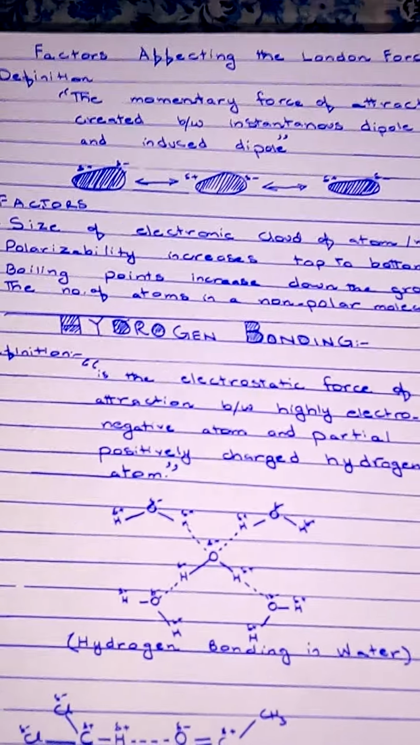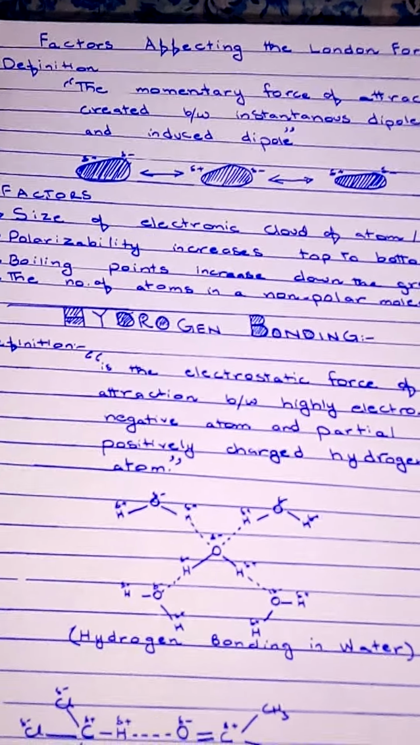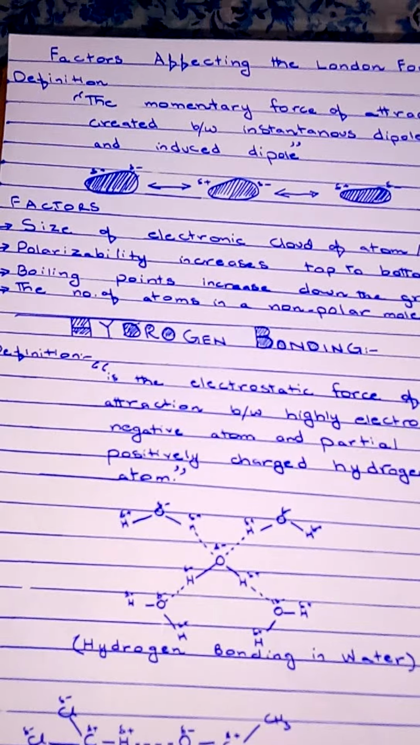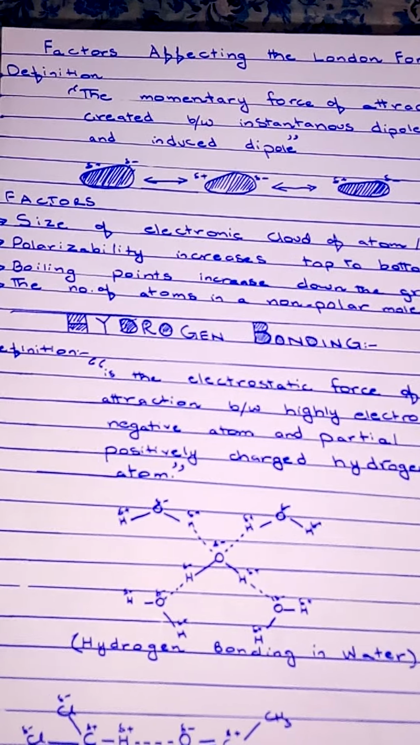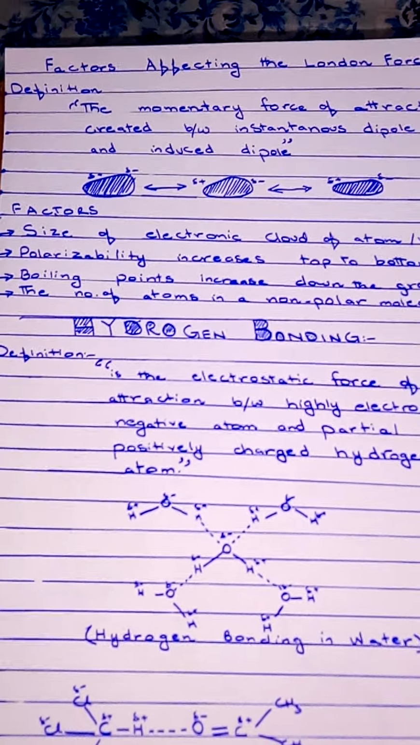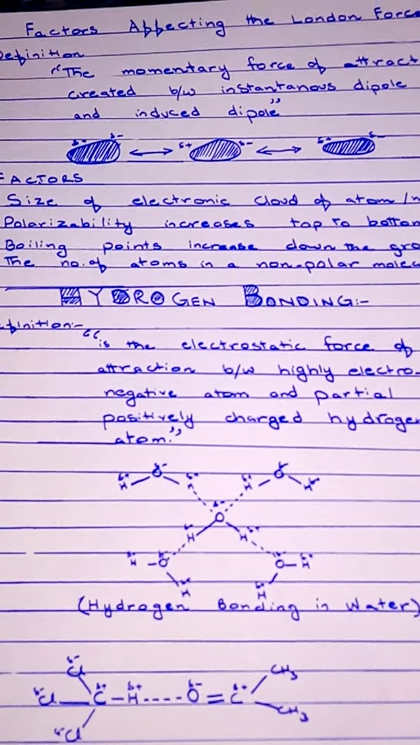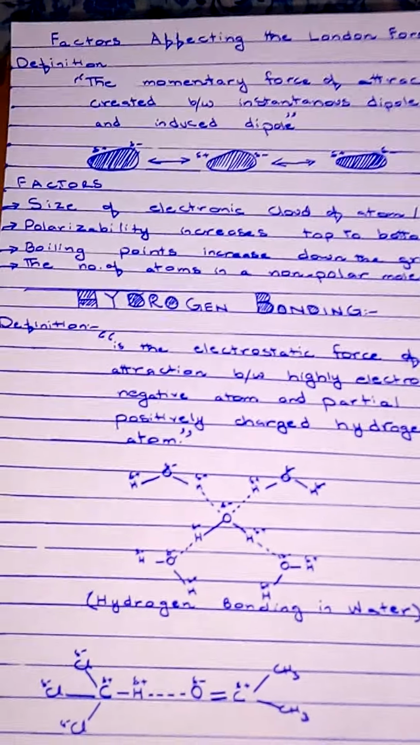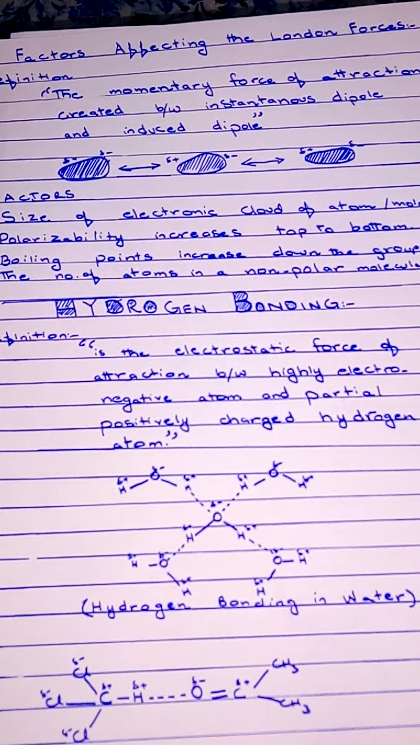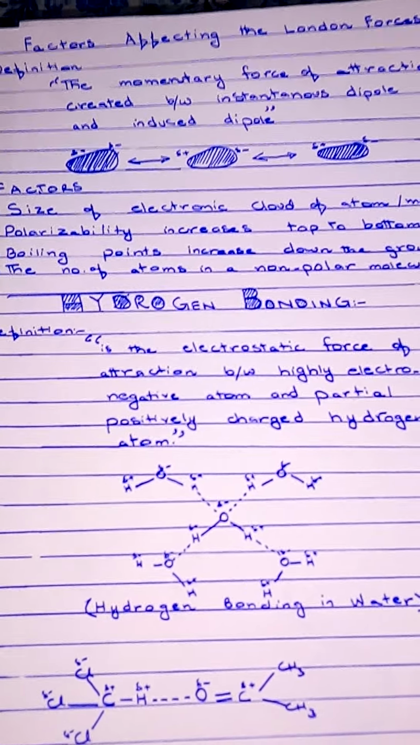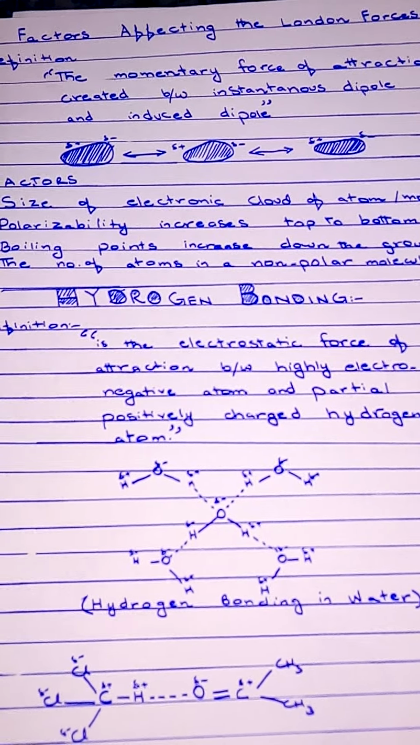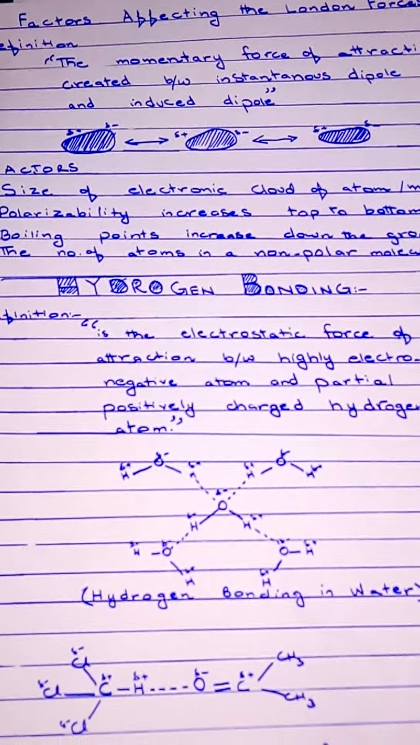London forces are present in all types of molecules, whether polar or non-polar, but they are very significant for non-polar molecules like Cl2, chlorine, hydrogen, noble gases like helium, neon, etc. Now we will discuss factors affecting the London forces. First factor is the size of electronic cloud of atom. When the size of atom or molecule is large, then the dispersion becomes easy and these forces become more prominent.